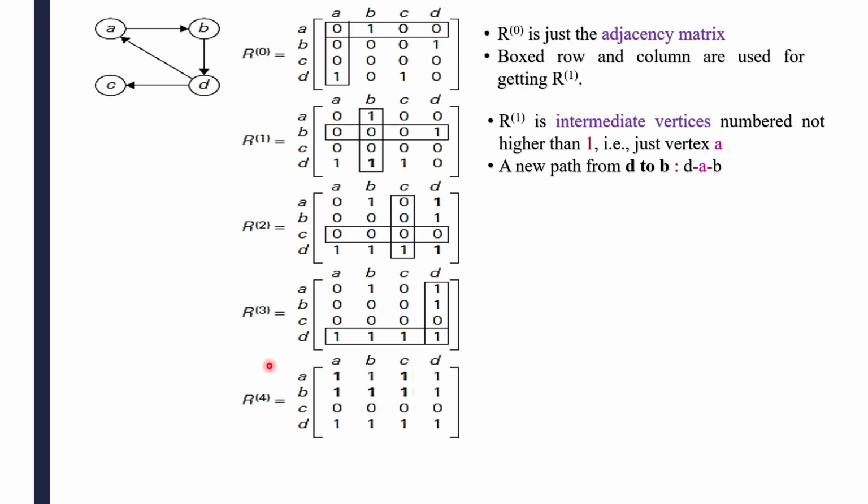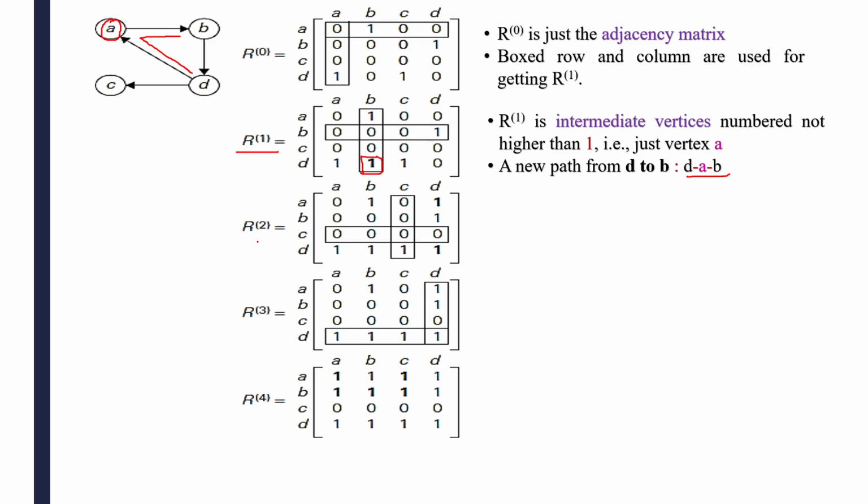Now it is changed to 1 here. This is the only value changed to 1, because with the help of A as an intermediate node, I am getting only one path, that is D to A and D to B. This is the only thing that changed. Everything else remains as it is. Okay. Next, this is the second iteration.